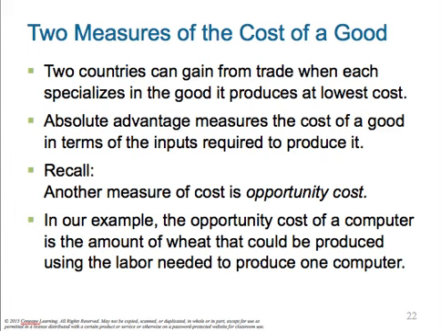Now, recall, another measure of cost is opportunity cost. In our example, the opportunity cost of a computer is the amount of wheat that could be produced using the labor needed to produce one computer. Okay? So now we're changing things up. We're not looking at absolute advantages. We're looking at something called comparative advantage.